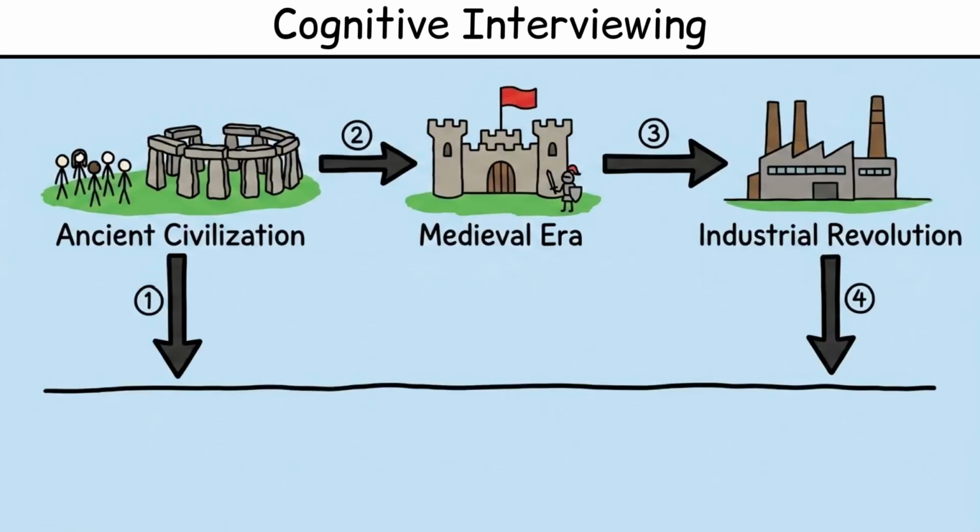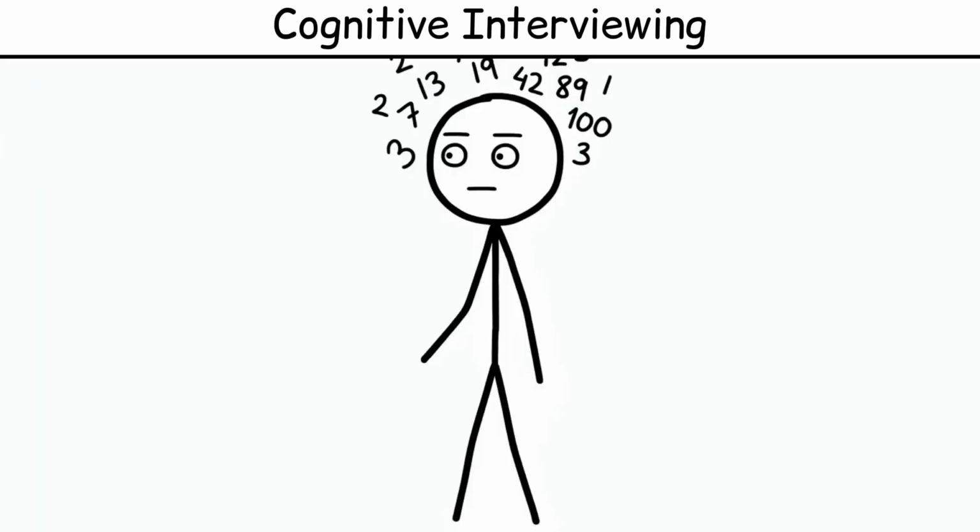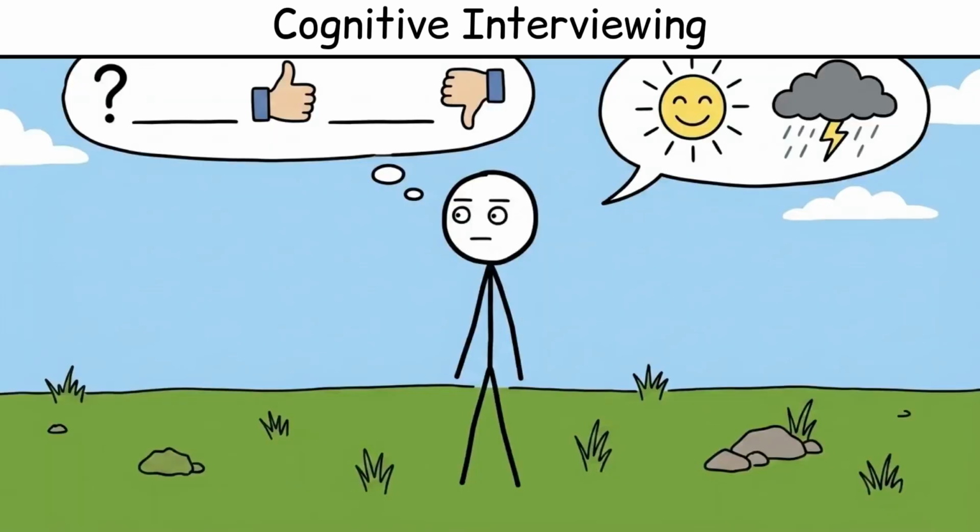Liars, however, memorize fabricated stories sequentially. Forcing a deceptive subject to tell their story in reverse overloads their mental bandwidth, causing significant pauses, glaring contradictions, and visible stress as the fake story falls apart.